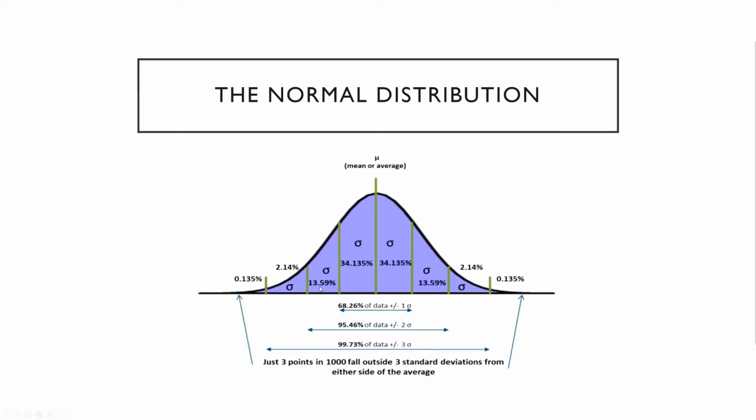Okay, as you see here, if you add it up, 13.59 plus 34.135 along with 34.135 and 13.59, that will give you a 95.46% containment of the price action. How normal, okay, that is. Anything to the left or right of that 95.46%, of a 2 standard deviation, then it begins to get a little rare, right?